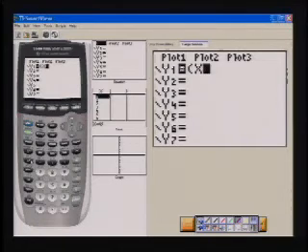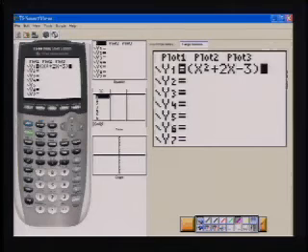So I have x squared plus 2x minus 3 and close parentheses. Now I need my fraction bar, and remember, fraction bar is just division, so I hit divided by. And again, I want the whole 2x plus 5 in that denominator, so I need parentheses again. 2x plus 5. Close that parentheses.